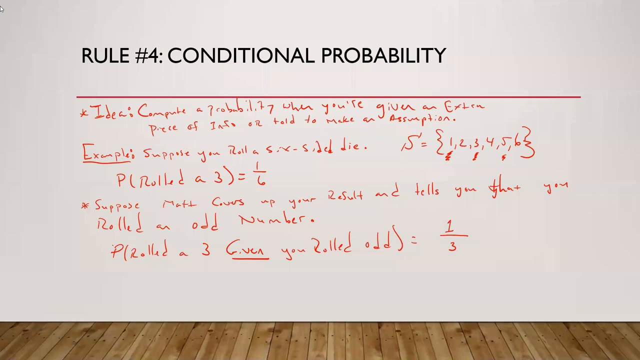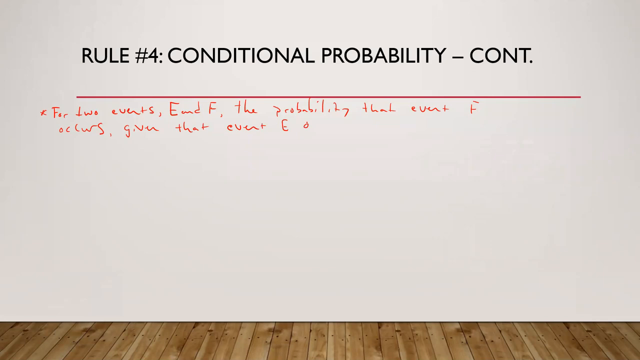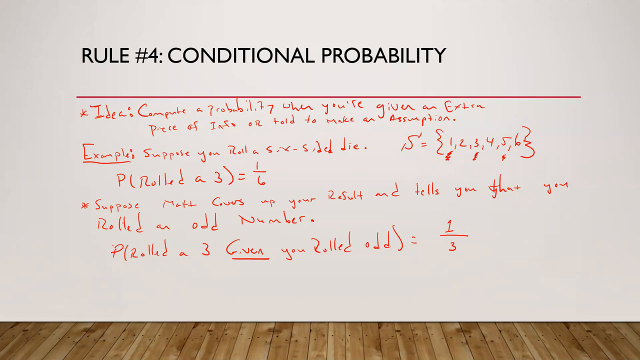All right, so we're talking about this conditional probability stuff. Let me give you the formula for it now. The formula just goes like this. For two events, we'll call those events E and F, the probability that event F occurs given that event E occurs or has occurred. Going back to this example, what is the probability that event F happens, given that some event E occurred? I'm telling you that, hey, you rolled an odd.